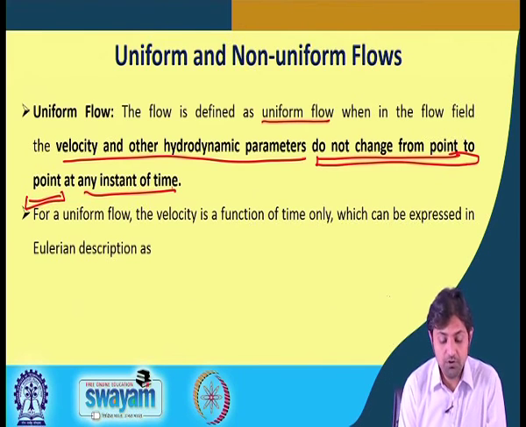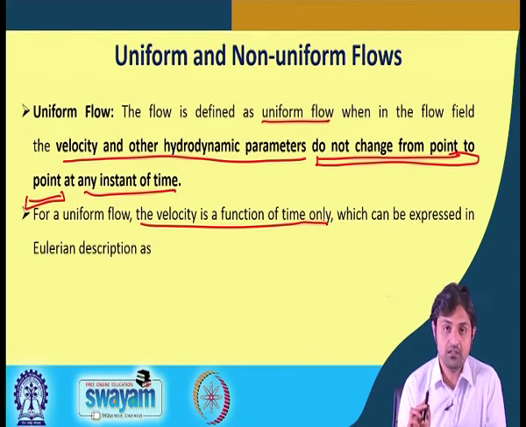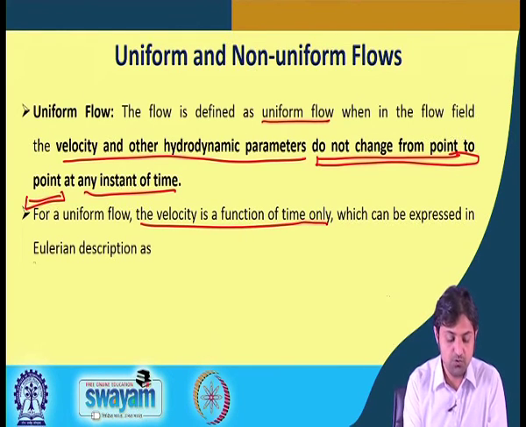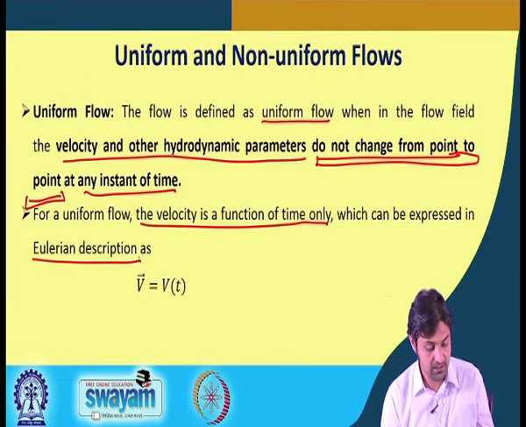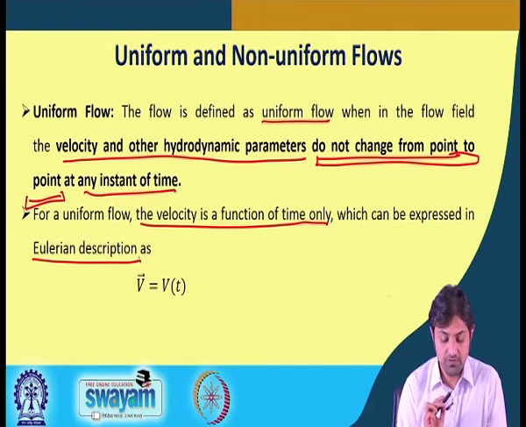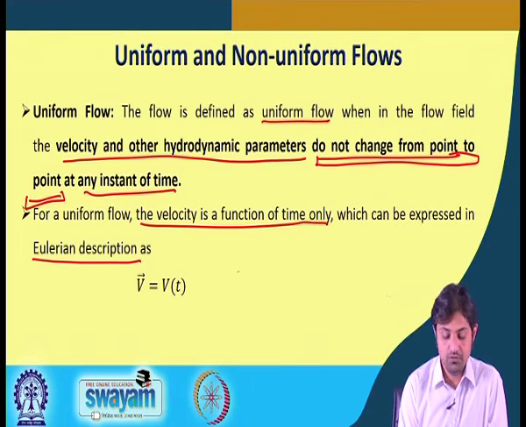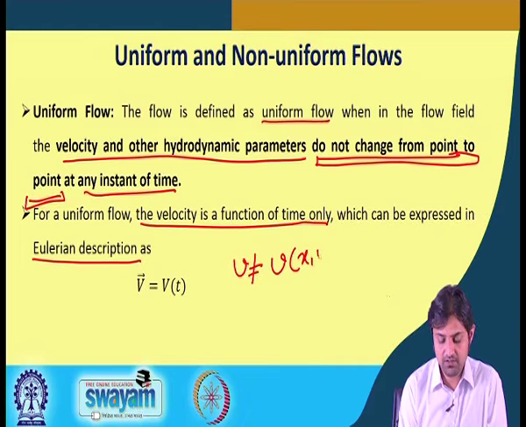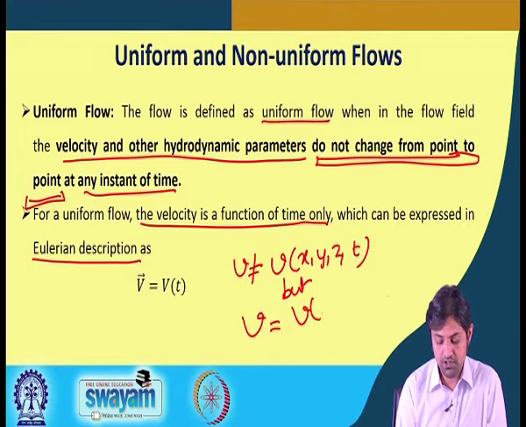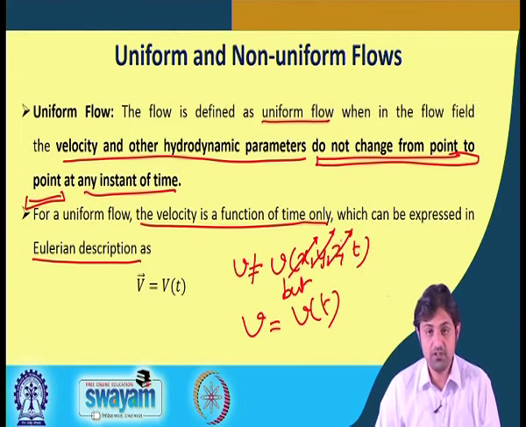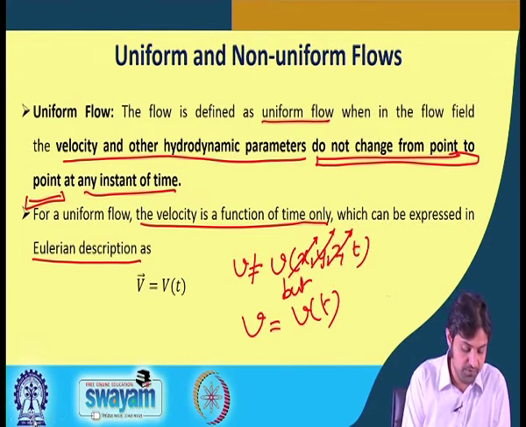For a uniform flow, the velocity is a function of time only, which can be expressed in Eulerian description as V of t. So, V is not a function of x, y, z, t, but only a function of t. So, these x, y, z components vanish when it is a uniform flow.